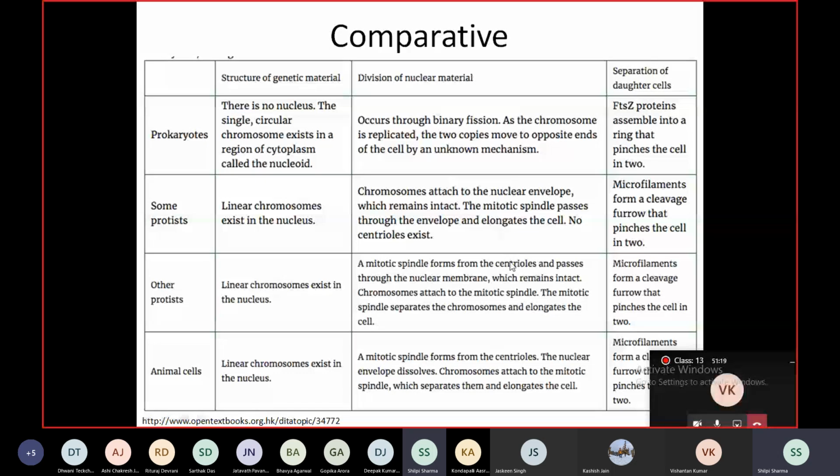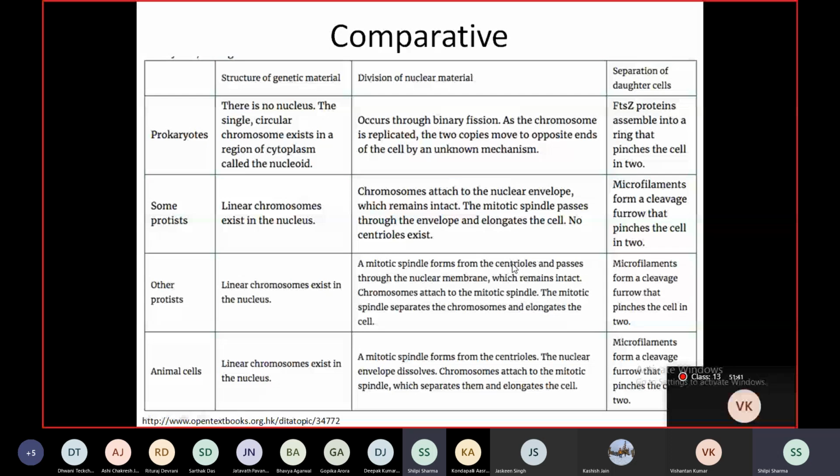We are not going into the detail of meiotic and mitotic division. However, just to draw an analogy, in the case of prokaryotes you have FtsZ proteins assembling to form a ring, while other cytoskeletal elements help the prokaryotes and the eukaryotes in forming the cleavage furrow.